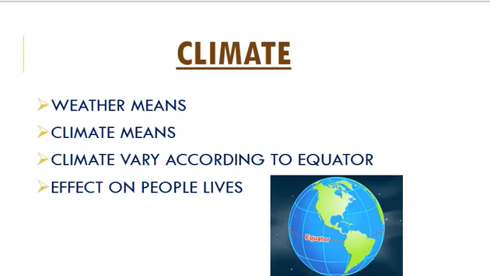And on the slide you can see a diagram. This is the diagram of the equator. The red line on the globe shows the equator of the earth. Means the earth is divided into two parts, okay, and the red line shows the line of the equator on the globe.